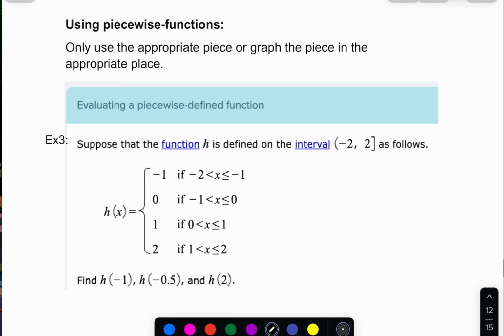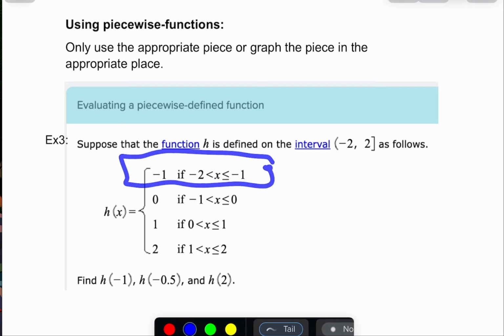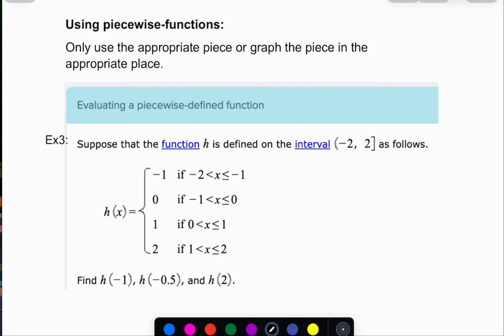Let's take a look at a piecewise function. It says, for a piecewise function, only use the appropriate piece or graph the piece in the appropriate place. So, first, I want to talk about what this graph is doing. Between an x value of -2 and -1, including -1, we are at a height of -1.